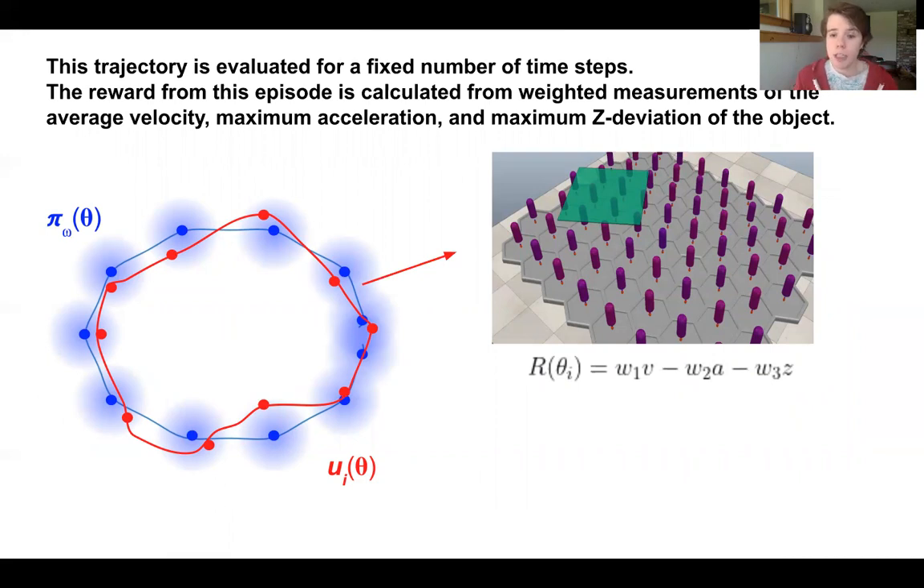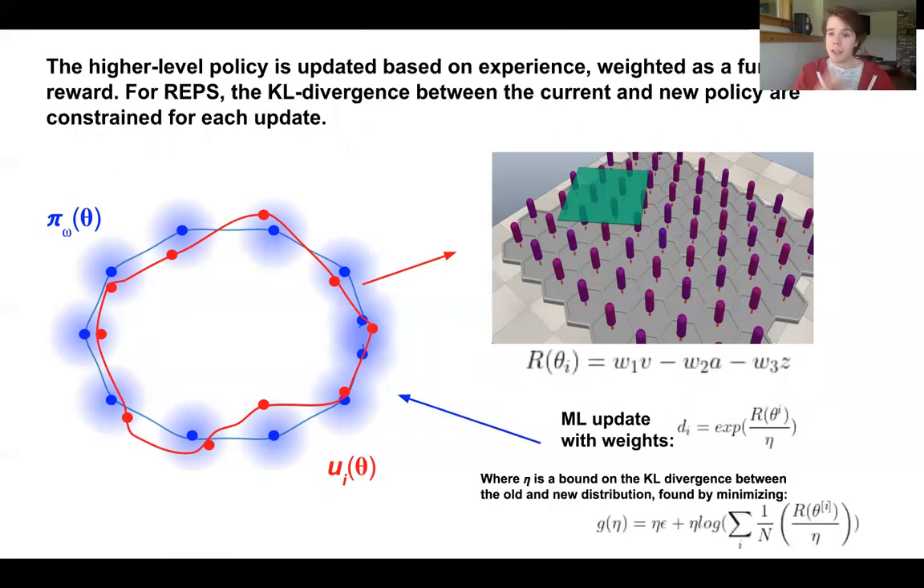We evaluated its performance by measuring the mean velocity and subtracting from it a weighted measure of the maximum acceleration and also the maximum z deviation, to incentivize a trajectory that's both fast and smooth. From there, we update our higher-level policy, weighting it as a function of the reward for each of the trajectories that we've tested, and also this other parameter that is a measure of the divergence between the updated policy and the past policy, keeping it from wandering too far away from whatever the previous higher-level policy was.